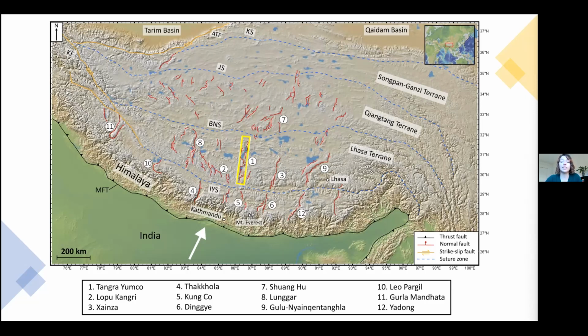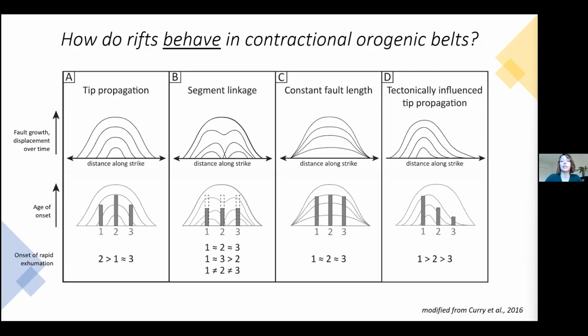However, the kinematics and dynamics of extension in convergent settings are not fully understood. The yellow box in the center shows the location of the Tangra Yumco rift. We chose TYC as a field site because it's one of the longest, most centrally located rifts on the plateau. And again, it offers a unique and accessible field laboratory to test kinematic and dynamic models for rift initiation and growth. So that brings us to our research questions.